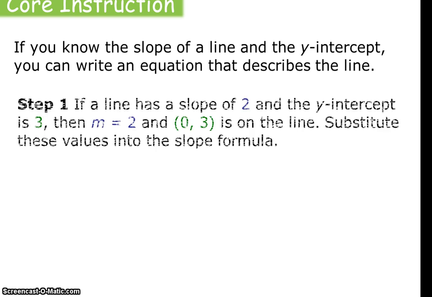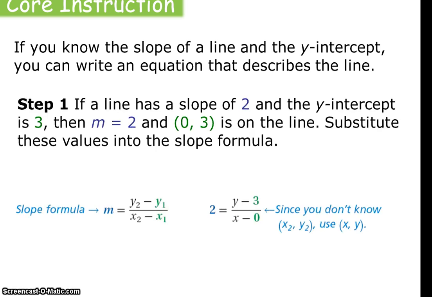So if you know the slope of a line and the y-intercept, you can also write an equation that describes the line. For instance, if we have a line that has a slope of 2 and the y-intercept of 3, that means the slope equals 2 and 0,3 is on the line. That line goes through that intercept at 0,3.